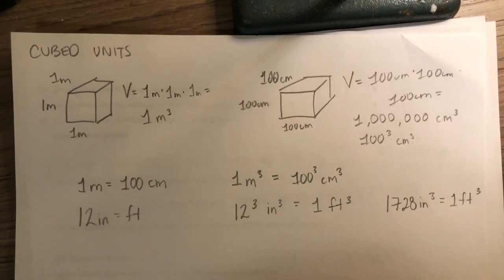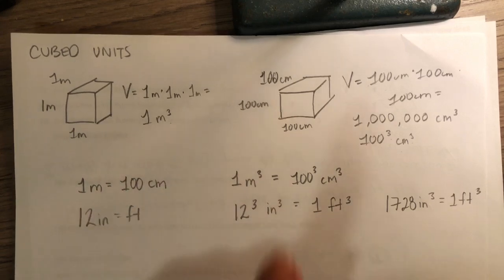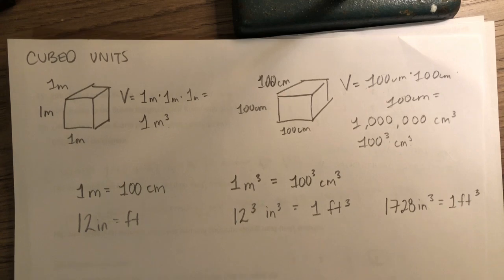Now, what you don't have to do though is cube units like milliliters and gallons, because those are already units for volume. We're just doing this for units that were length and turning them into volume.